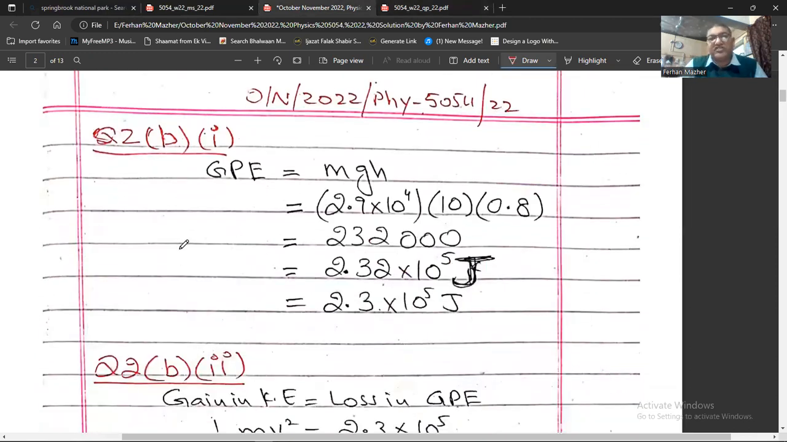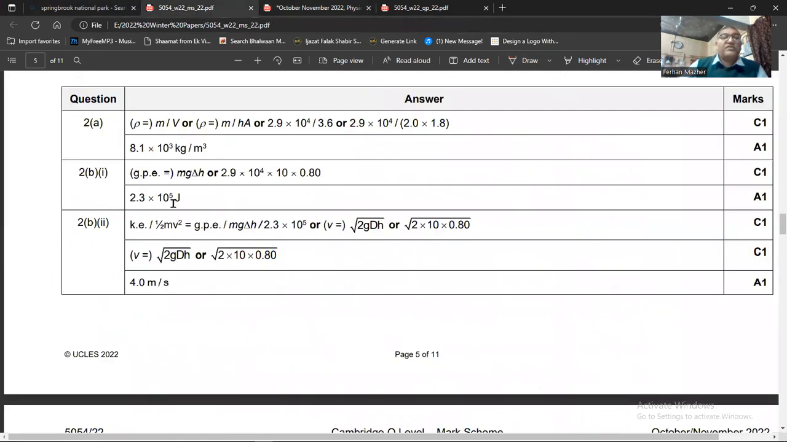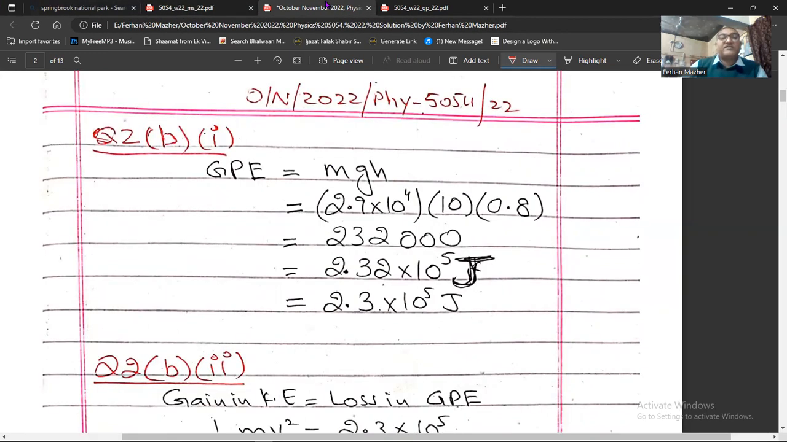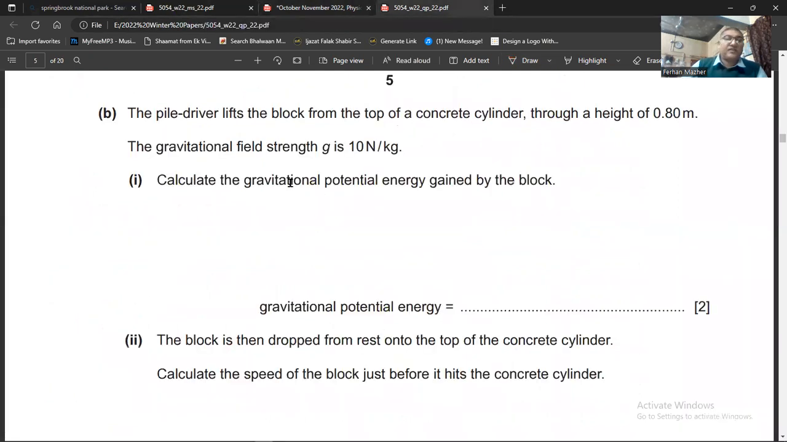The gravitational potential energy gained is equal to mgh. The mass is 2.9 x 10^4 kg. The g value in this paper we are taking as 10 Newtons per kg. And the height it was lifted is 0.8 meter. So when you enter this in your calculator, you get 232,000. And in the standard form, it will be 2.3 x 10^5 joules. 2.3 x 10^5 joules is the right answer. This is the solution.